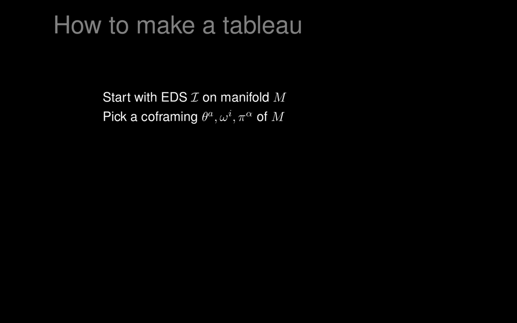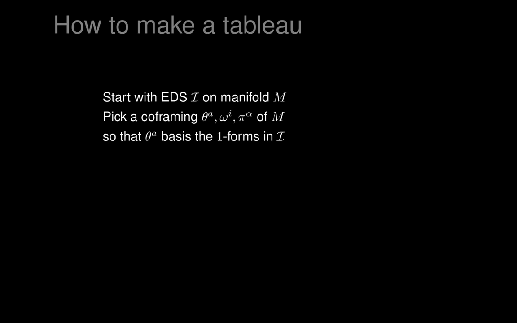Now, you might only be able to do this locally, picking a co-framing, but in our examples, we'll actually always be able to do it globally. So you pick a co-framing, thetas, omegas, and pis, but it has to be subject to some rules, and the only rule it actually has to be subject to is that the thetas are a basis for the one-forms in the ideal exterior differential system. For the moment, that'll be our only rule. The other omegas and pis can then be arbitrary.